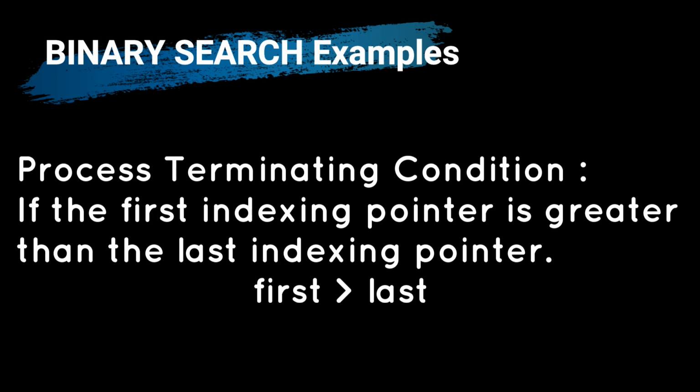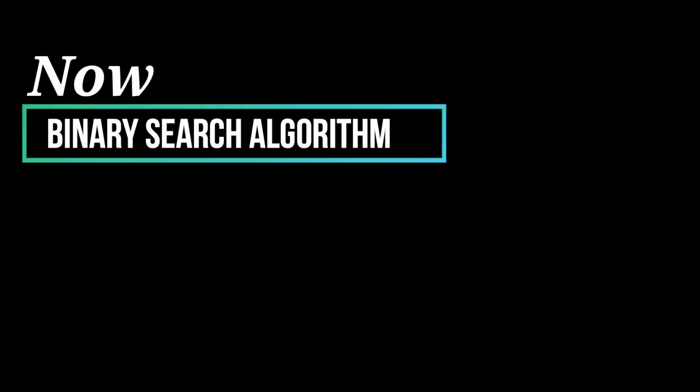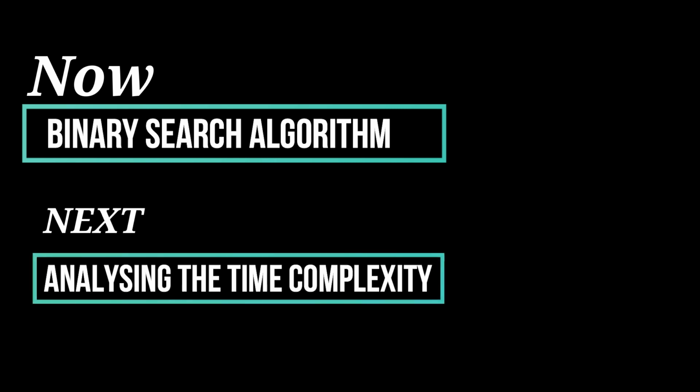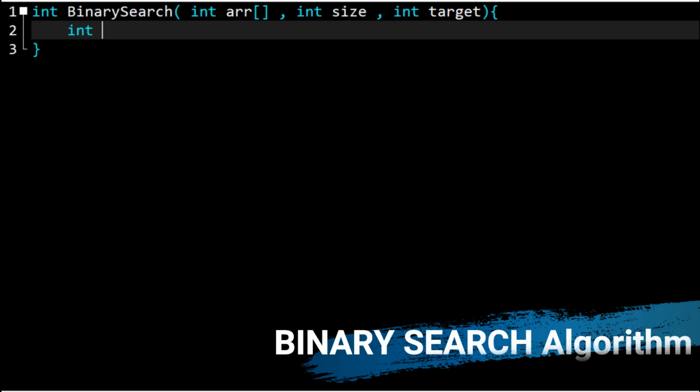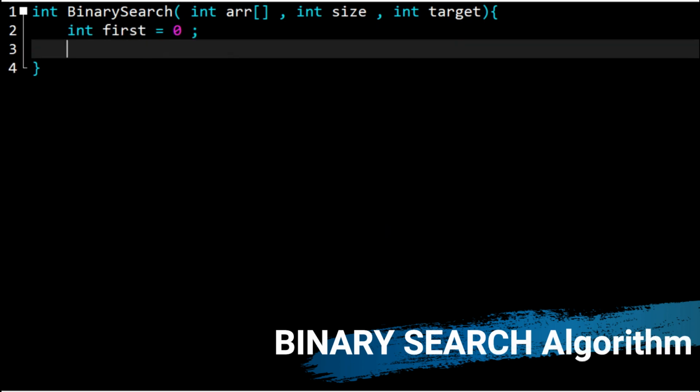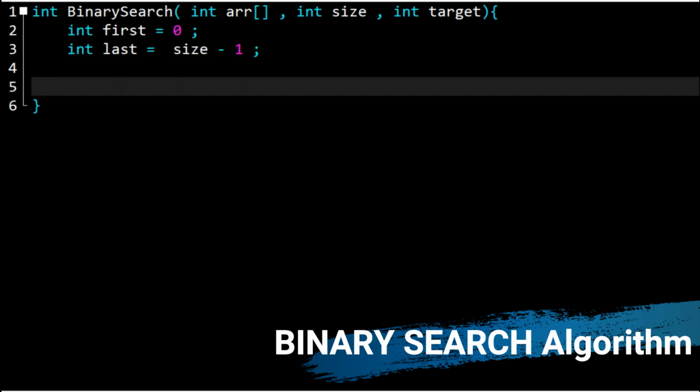I hope you guys now have an idea of what binary search is and how it performs. Now is the time for writing the algorithm for this, and then we will finally find its time complexity in terms of big O. Let's continue the journey of binary search with its algorithm. Let's make a function named binary search which takes 3 arguments: the array name, the size of the array, and lastly our target value. First, we declare our first and last indexing pointers, assigning values 0 and size - 1 respectively.